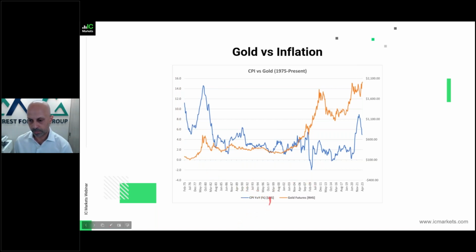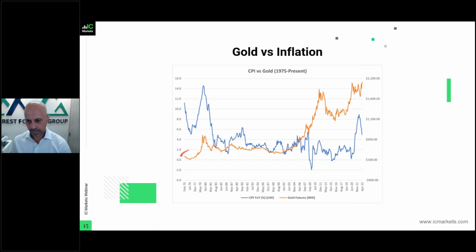So we're looking at CPI year over year, or you can also call this annualized CPI. This is on the left side, the axis. The blue line relates to the axis on the left side, measured in percentage terms. And on the right side, we have gold futures prices, measured in dollars per ounce, as we expect.